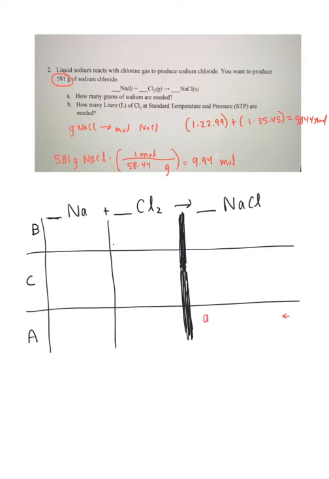So I want to make 9.94 moles of this guy, and we need to know how much sodium we need to start with, and they're asking about how much chlorine we need to start with. Okay, at the beginning, I don't have any moles to start, right? So I need a certain amount of Na, that's my question mark 1, a certain amount of Cl, that's my question mark 2, and I don't start with any of the NaCl because we haven't actually mixed it.